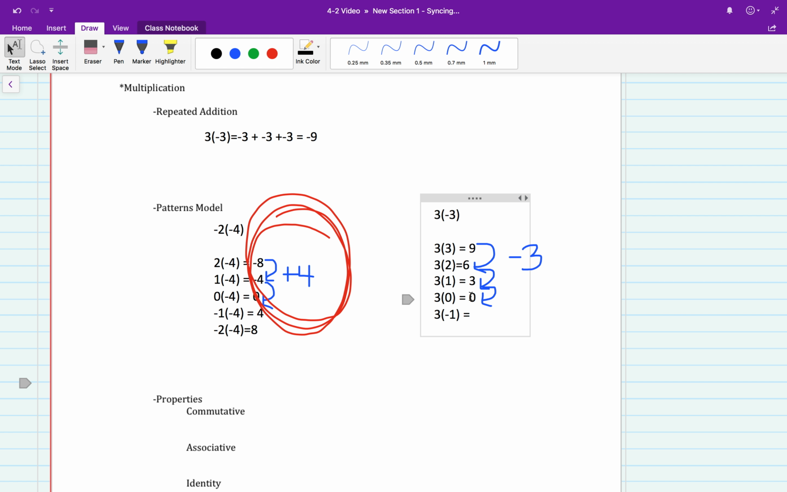So if you keep decreasing by 3, 0 minus 3 is -3. You say, okay, let's keep going. So if I keep decreasing, the next one has to be -6. And then here's the problem that I was supposed to be working with. And I get to -9. So that's why the answer is a -9 instead of just a +9.